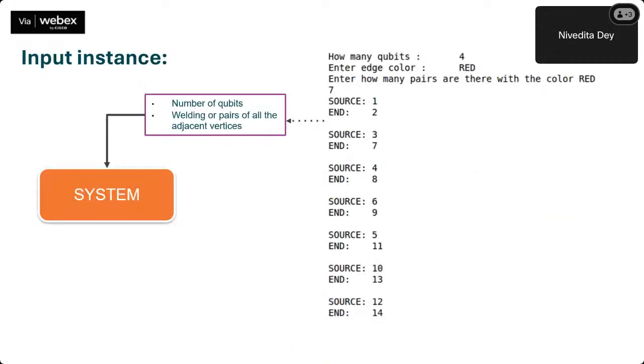It's very problem specific. And our algorithm was working in this way. So if we have 4 qubits and I enter for each color some certain color for the graph, and enter how many pairs there are, then accordingly your source, end, source, end, source, end, it was showing as an output the welding, or pairs of all the adjacent vertices.